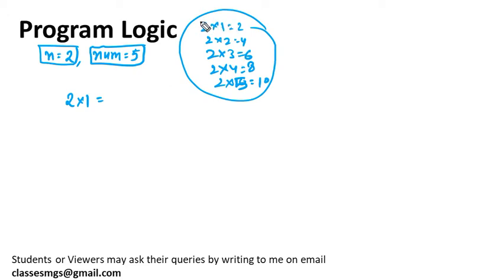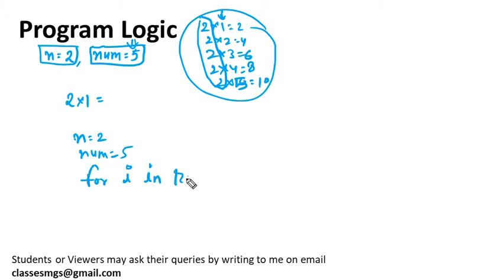Each time the n will be common, and you apply the for loop to iterate from 1 to 5, 1 to number actually. So let's suppose n is 2 and number is 5. Then how will you do it? For i in range, then what will you pass? Number plus 1. Why number plus 1? Because the range function always returns the list up to n minus 1, number minus 1. So we want this loop to go up to n.